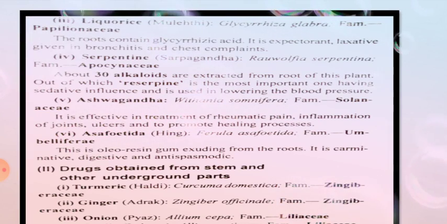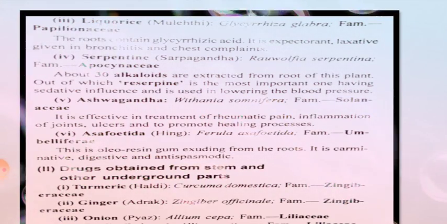Then comes serpentine. It is derived from sarpagandha, whose scientific name is Rauwolfia serpentina, belonging to the family Apocynaceae.